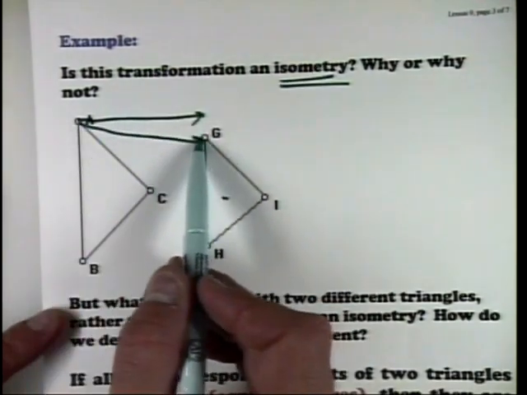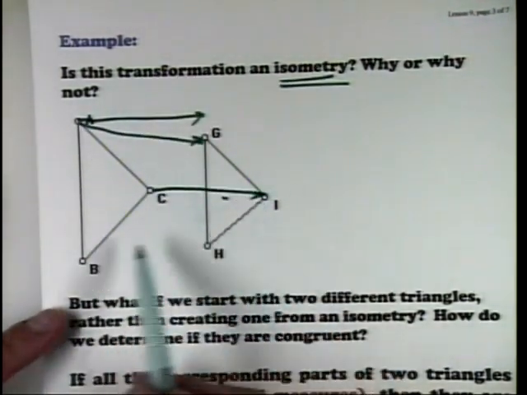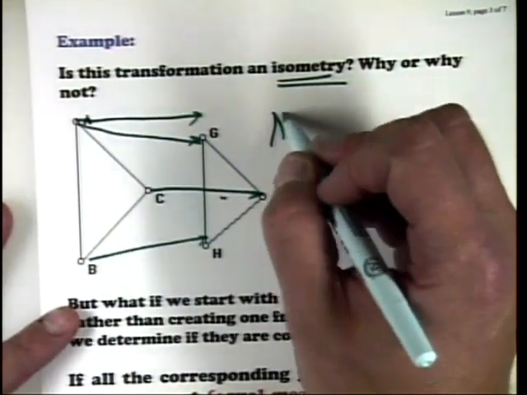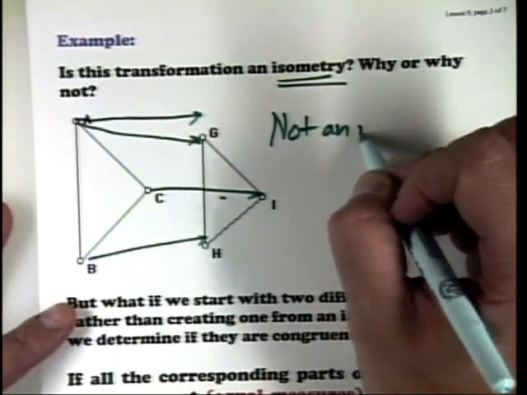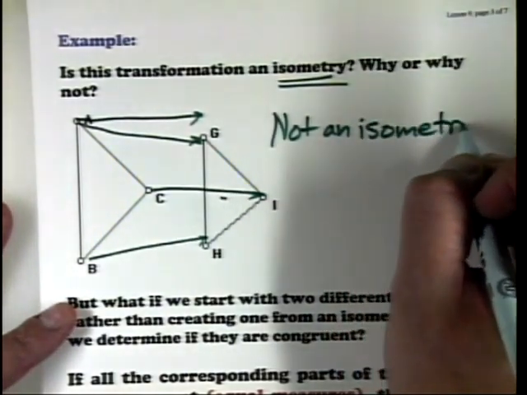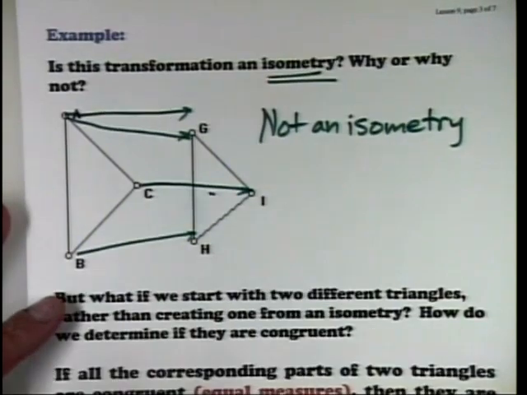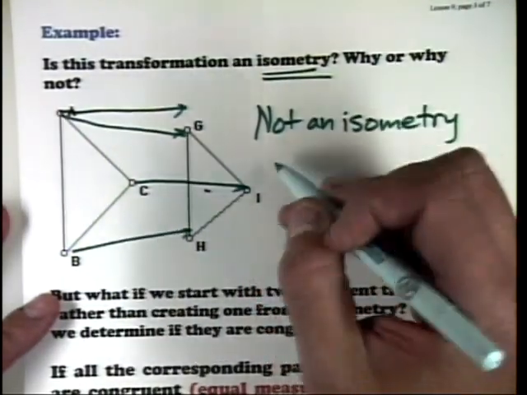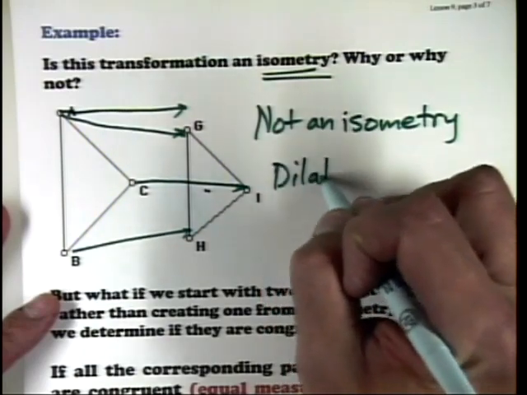A is actually going down to G, C is going straight across to I, and B is going up to H. So this is not an isometry, because it not only moves the position, but it changes the size. This is actually not a rigid transformation either. This is called a dilation.